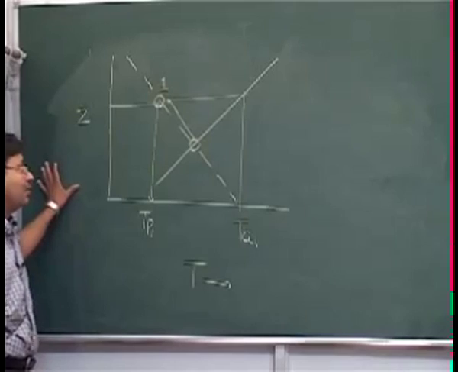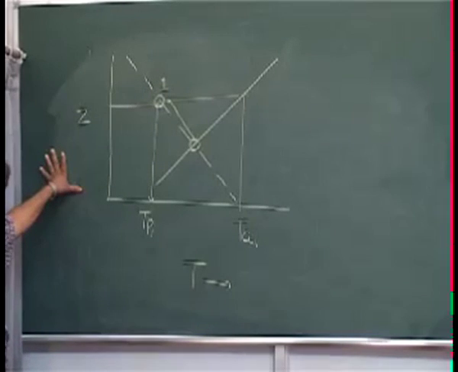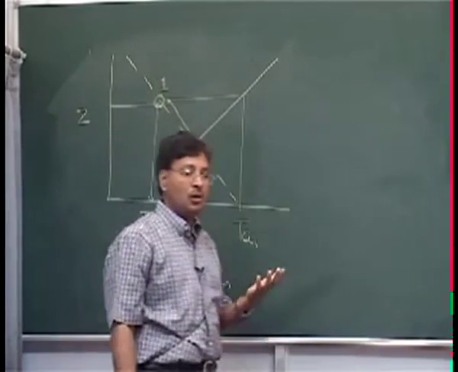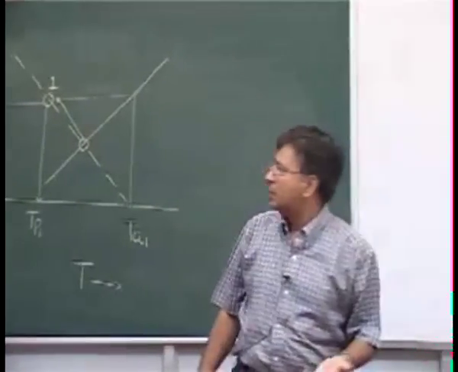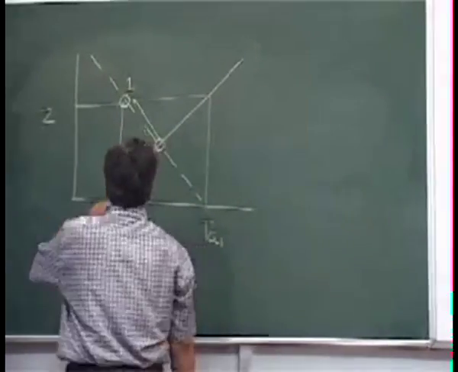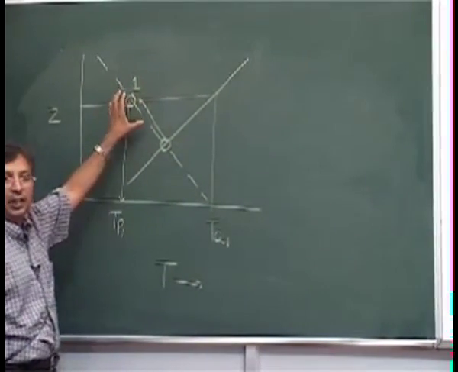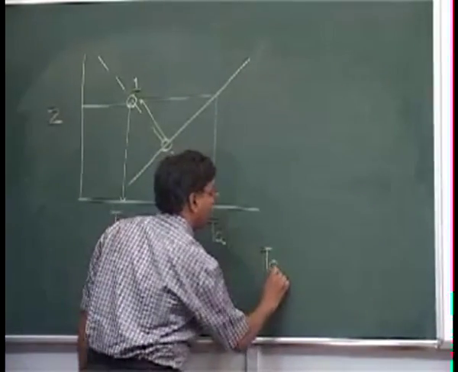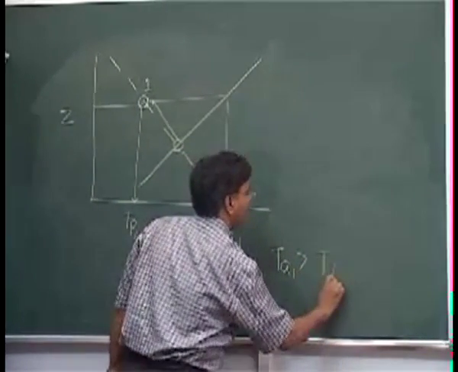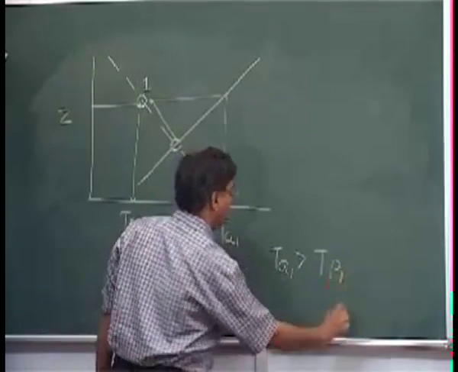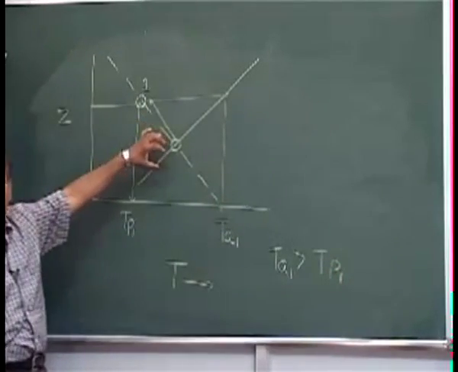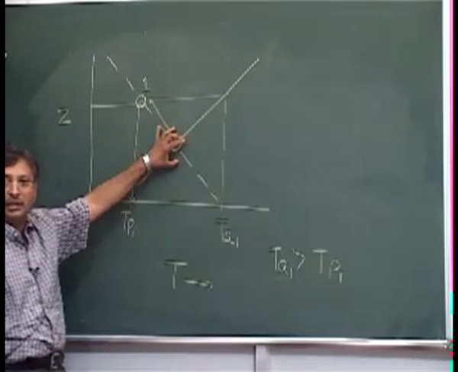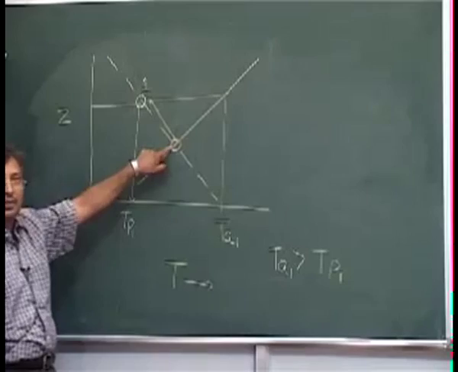So what do you say? What will happen to the pollutant? It will come down, and come down to what level? To its original position, wherever it was. So you see the pollutant, even if you had somehow pushed it up, it will come down. Why? Because TA1 is greater than TP1, and the pollutant will come back and stay here wherever it was started with.